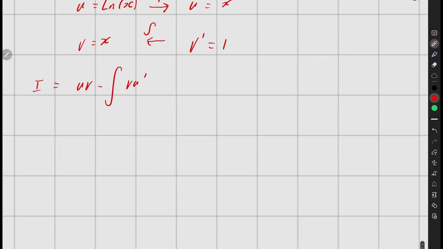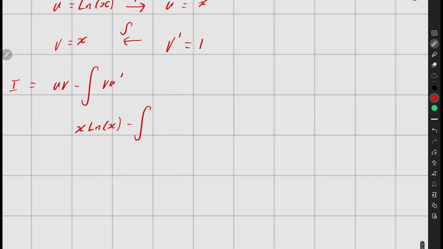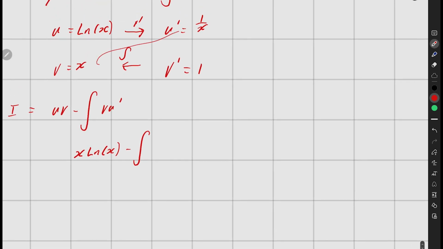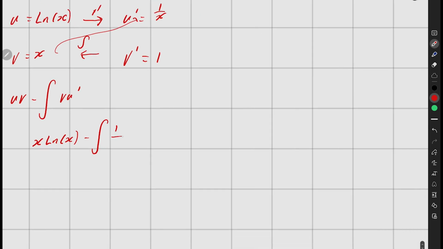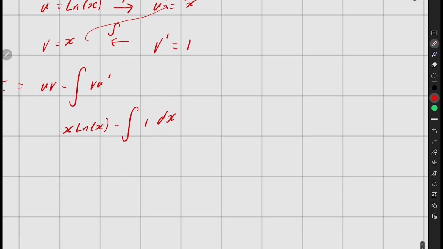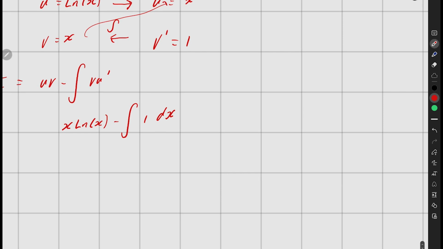So we can see u times v is going to be x times natural log of x minus the integral of v times u dash. So we're going to be multiplying v and u dash. That's going to be 1 over x times x. So that's just going to be 1. And that's all there is to it, because the x's will cancel out. That's how we get 1.